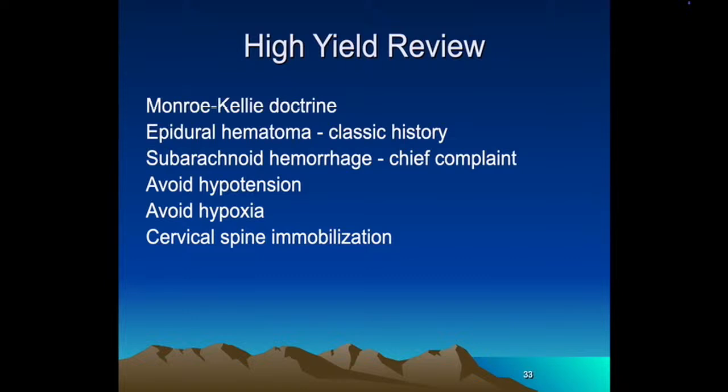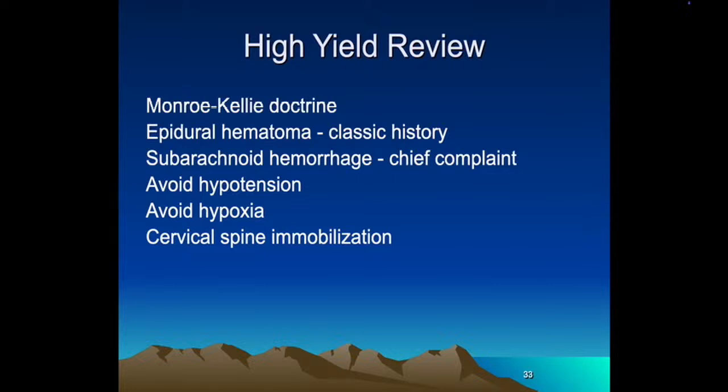And then high yield review. This is things that you want to know if you're a person who's going to be taking an exam. Monro-Kellie doctrine, again, this is the concept that the brain, the cranial vault is a fixed space, and you can only have 3 things in there, or 3 or 4. So 80% brain, 10% blood, 10% cerebral spinal fluid. Any increase in one is going to necessitate a decrease in the others.